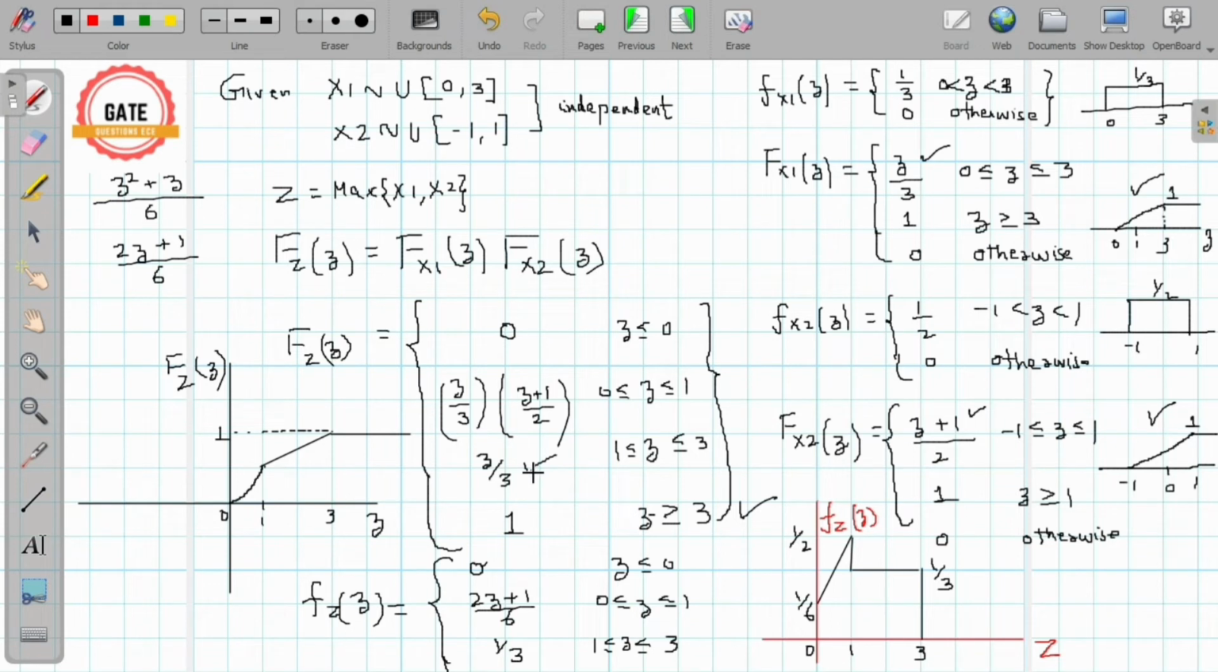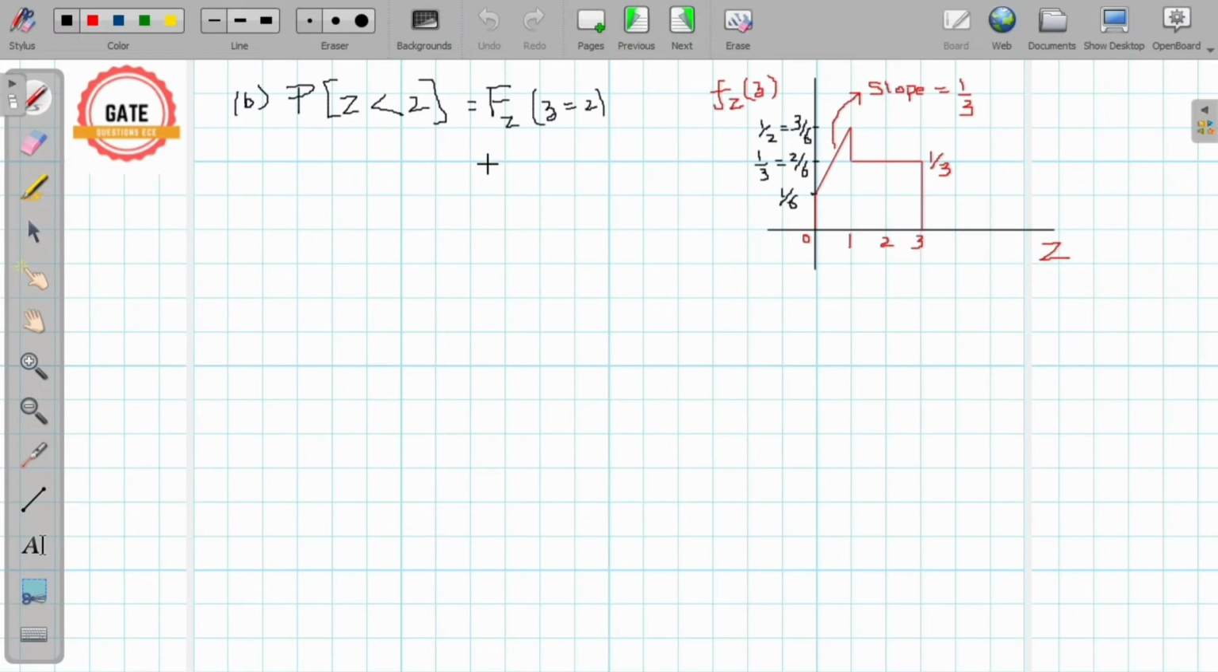So putting here z is equal to 2, we will get this will be equal to 2 by 3. You can also get this answer by integrating the area under PDF from 0 to 2. That area will be this area, this entire area up to this line.